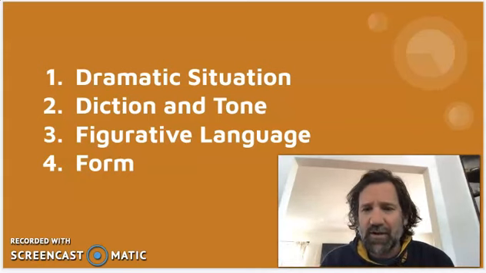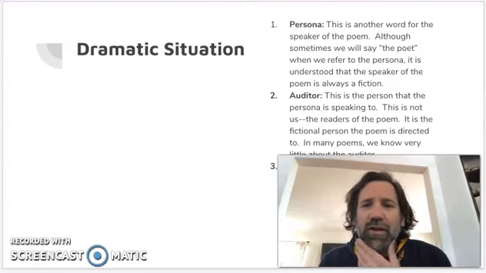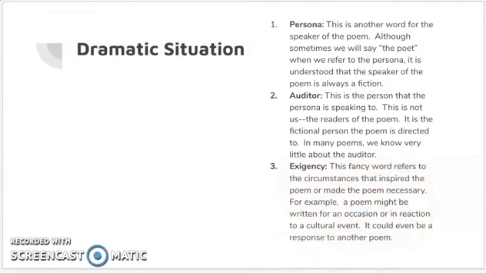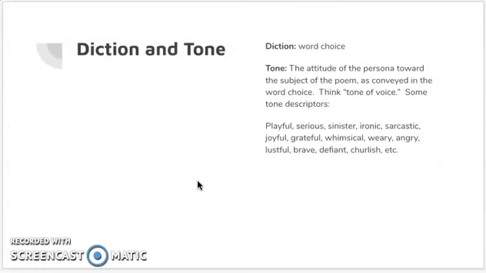Last class we talked a lot about dramatic situation, which, as you'll recall, involves the idea that there's the persona, who's essentially the person talking in the poem. Then there's the auditor, who is the person being addressed in the poem or the group being addressed, and then the exigency, which is, what are the circumstances that inspired the poem? We started talking a little bit about diction and tone, but that's where I want to pick up, and that's what your assignment is going to be that's due on Sunday.